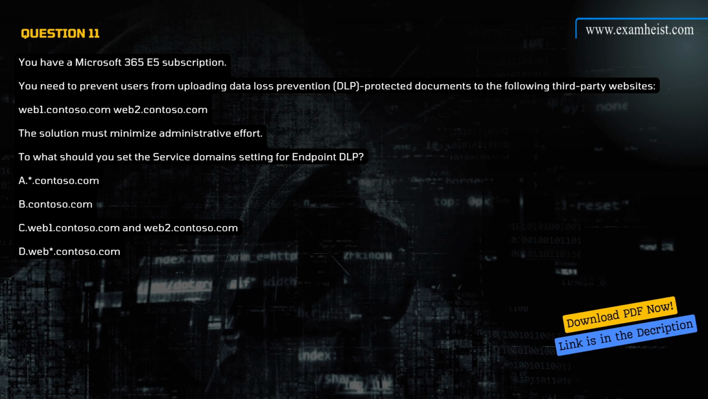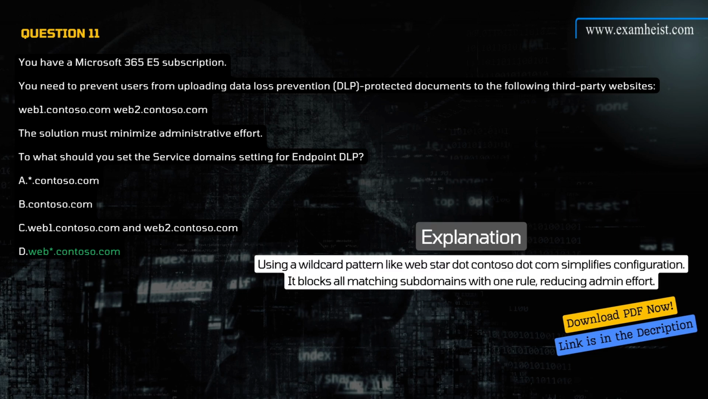A. *.contoso.com. B. *contoso.com. C. web1.contoso.com and web2.contoso.com. D. web*.contoso.com. Correct answer is D. Explanation. Using a wildcard pattern like web*.contoso.com simplifies configuration. It blocks all matching subdomains with one rule, reducing admin effort.